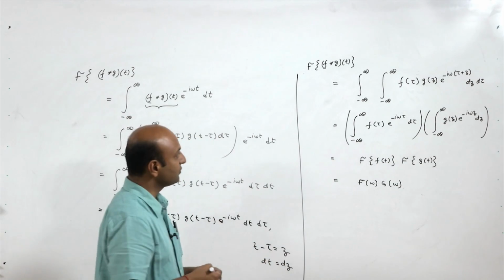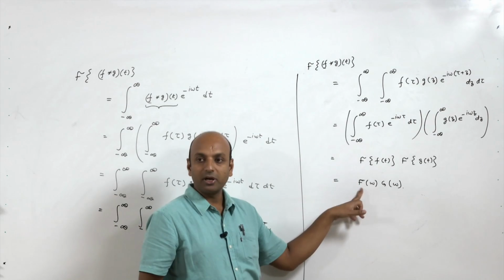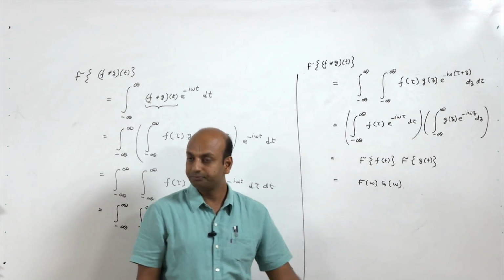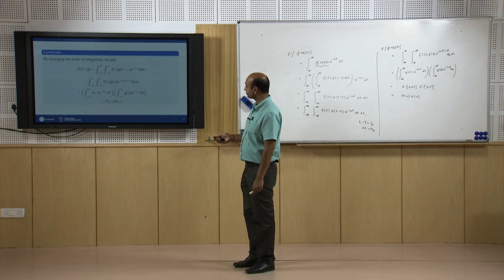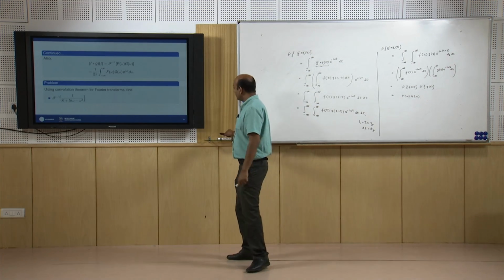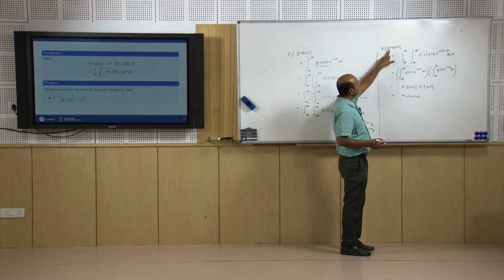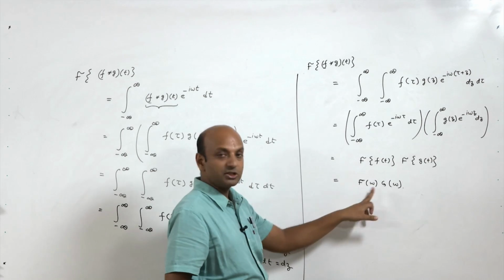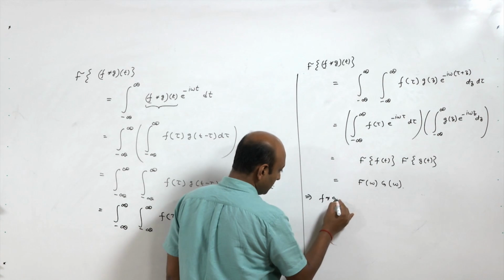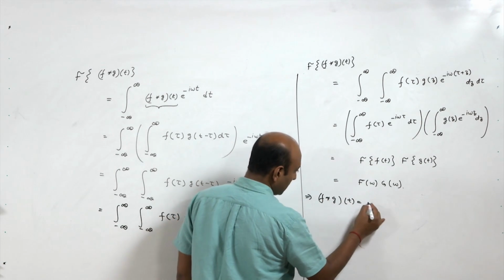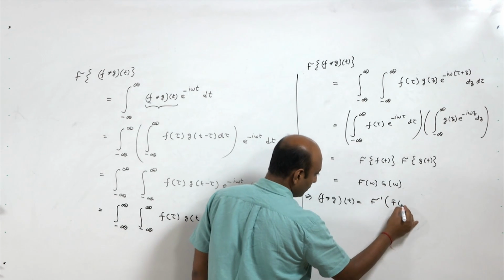So, hence the Fourier transform of the convolution of two functions f and g is nothing but F(omega) into G(omega). So, this is the convolution theorem, and here is the proof. Now from here it is also clear that when the Fourier transform of f star g is F(omega) G(omega), we can write that (f star g)(t) is nothing but the inverse Fourier transform of F(omega) into G(omega).